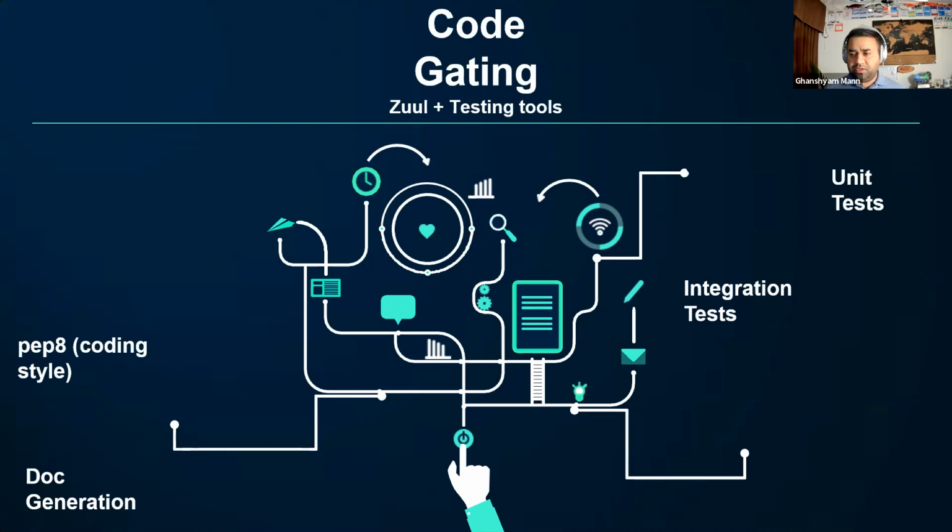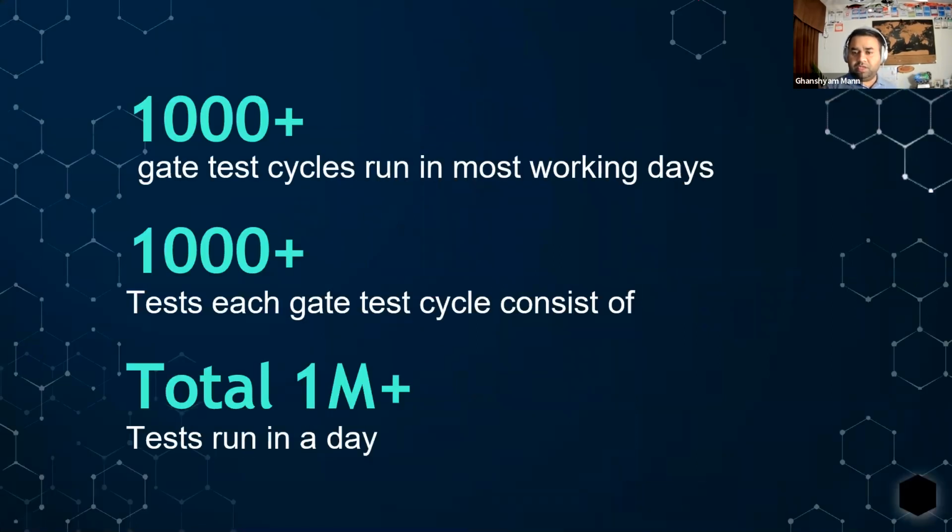If you see these stats, we have 1,000 plus gate test cycles in a working day, with around 900 to 1,000 patches being proposed. And then we have 1,000 plus tests on each gate. So if you multiply, you have 1 million plus test cases running in a day, which verify the proposed code before it merges. It verifies all the integration testing, including unit or functional testing, and code style checks also. So everything is verified first, and only then is it merged.